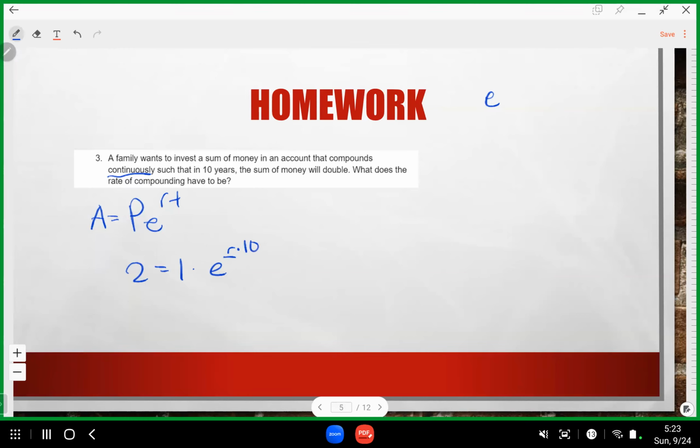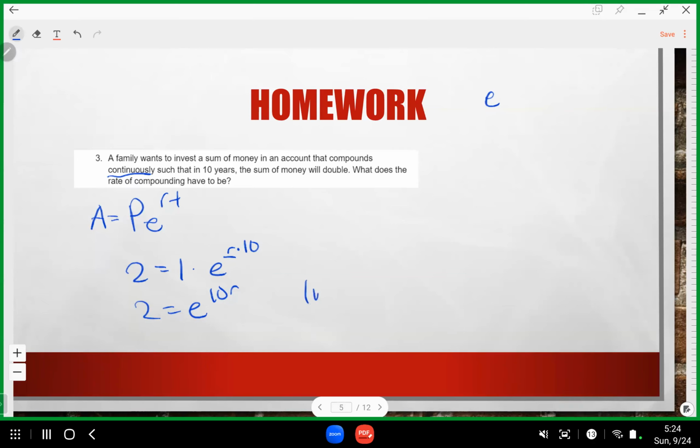So then we have 2 is equal to e to the 10R. Okay, I kind of messed up here. You actually can't do this problem yet. This problem is a bit too hard actually, because I got a little confused.